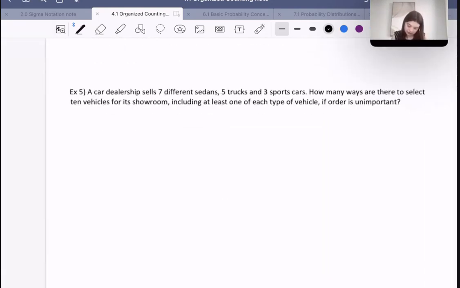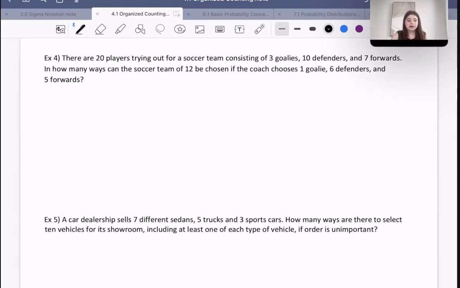All right, let's do two more examples here. This next example says, there are 20 players trying out for a soccer team consisting of 3 goalies, 10 defenders, and 7 forwards. In how many ways can a soccer team of 12 be chosen if the coach chooses 1 goalie, 6 defenders, and 5 forwards?